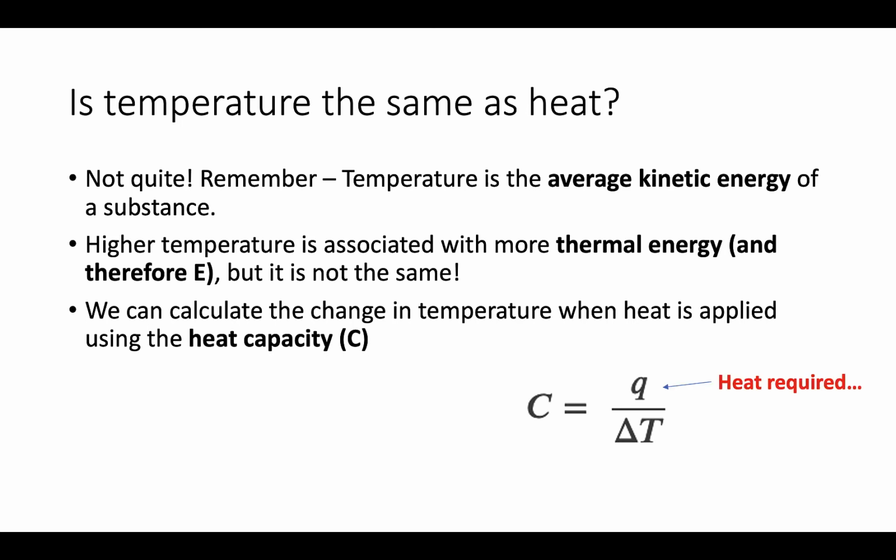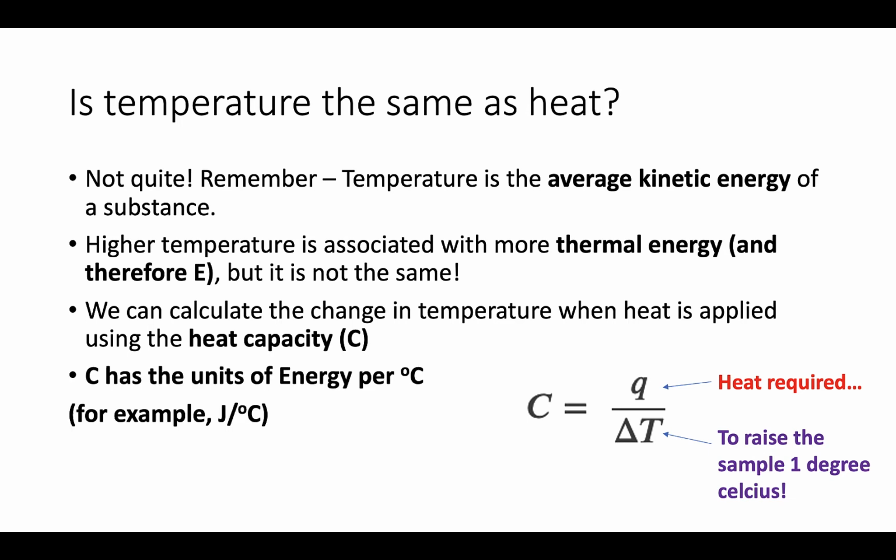And essentially all this means is that this is the heat required to increase the temperature of something 1 degree Celsius. If we have an object that takes a lot of heat to increase 1 degree Celsius, that has a large value of capital C. And if it doesn't take very much heat to raise that 1 degree Celsius at all, then we have a lower capital C. As such, C has the units of energy per degree Celsius, therefore joule per degree Celsius, or Kelvin, right? We know that the increment of degree Celsius or Kelvin is the same.